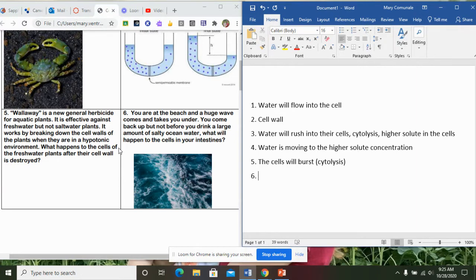What will happen to the cells in your intestines? So you're ingesting a very high solute concentration. And we know water is going to chase the higher solute concentration. So if you drank all this salt water, water is going to leave your cells. And your cells are going to shrink.